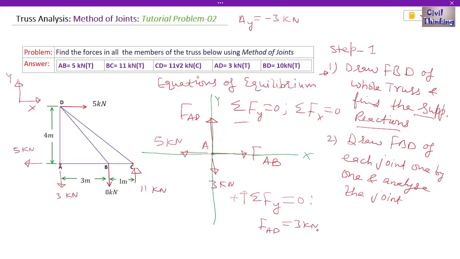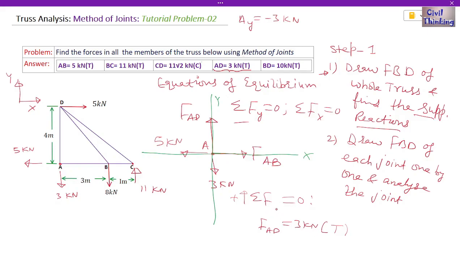Since we get a positive value, it means our assumption was right, that is the force is actually tensile force, and we denote the tensile force with T, okay. If it was compressive, we would denote it with C, okay. Now force in AD is 3 kilonewton tension, okay. Now let us see our answer here. Force in AD is here 3 kilonewton tensile, okay, as you can see here. So our calculations are right, okay.